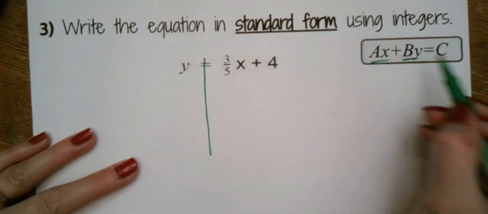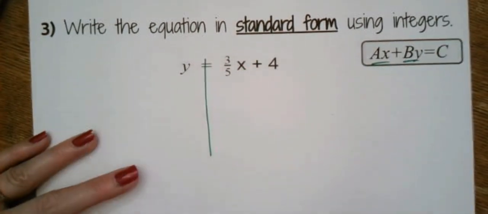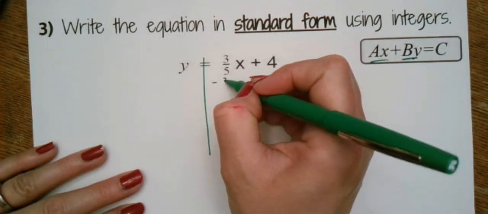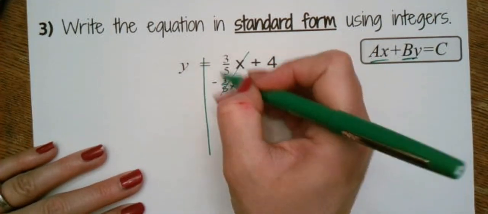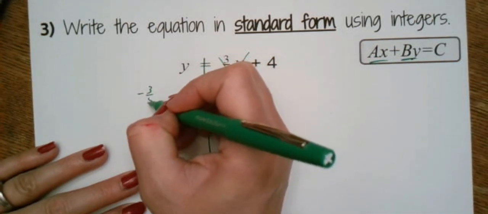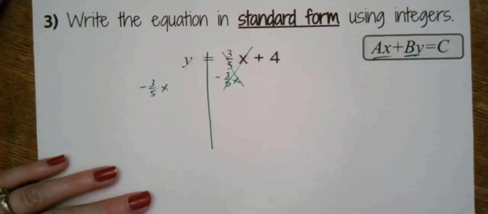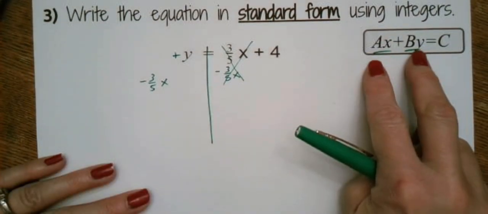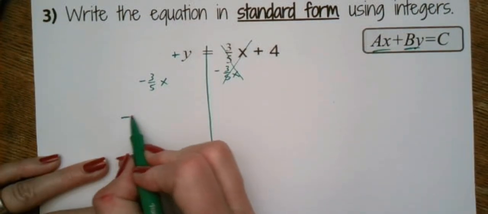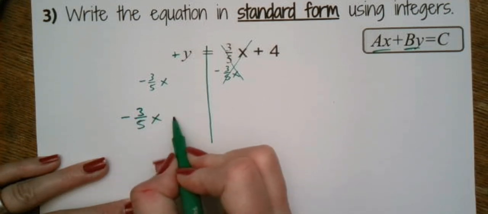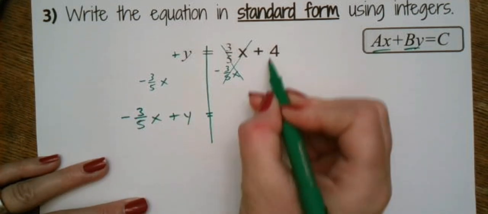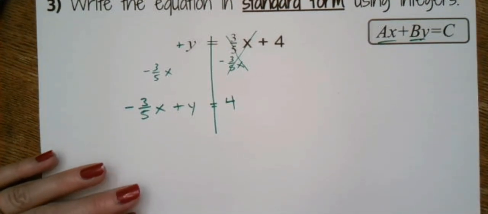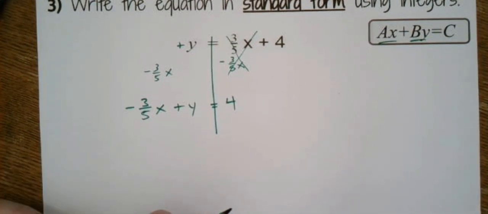Okay, remember the x and the y term have to be on the left side of the equal sign. The y is already there, so I've got to move the x. So I'm just simply going to subtract 3/5 x. That cancels it here, and move it over here. This is a positive y. I want to put them in the same order that I see here. So I'm going to put the negative 3/5 x first, and then the positive y, and then I'm going to drop down the 4.